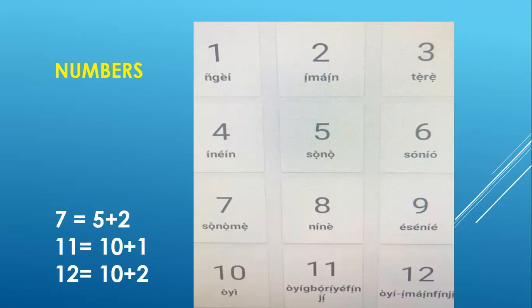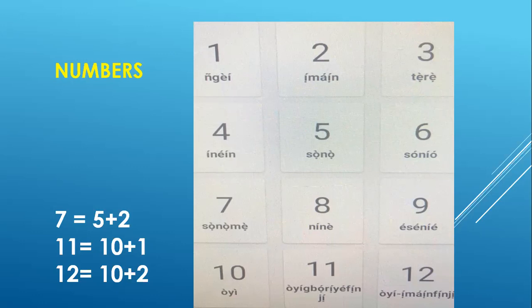Sonome. The E is slow. Exactly. One more time. 7, Sonome. Great. 8, Mine. Nine. Remember, I said always look at the stress marks. The E, the stress mark you can see is falling.